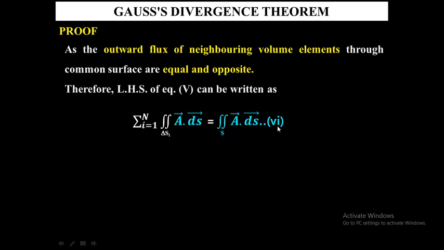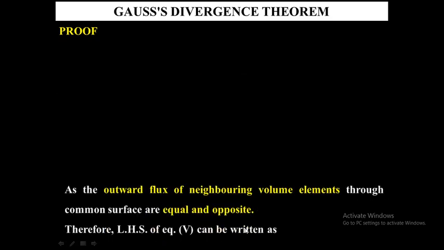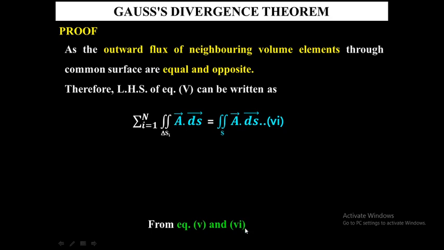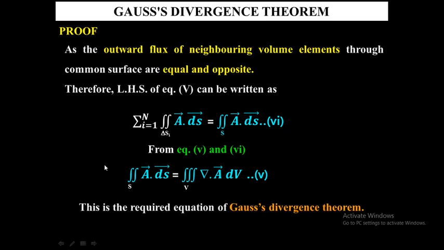Now from equation number 5, the right hand side is equal to the volume integral, and from equation number 6 the left hand side is the surface integral. So from equation number 5 and equation number 6, we get the surface integral of vector field A over the entire surface equal to the volume integral of divergence of vector field A taken over the volume V enclosed by the surface S. This is the relation between the surface integral and the volume integral. This is nothing but the Gauss divergence theorem, the required equation of the Gauss divergence theorem.